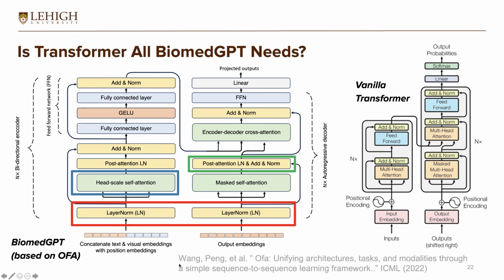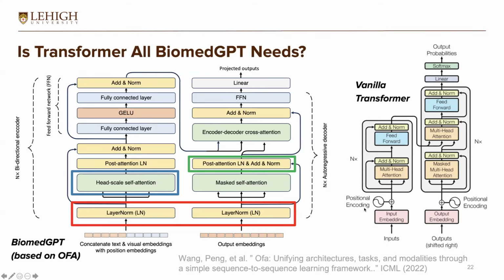The original idea is from Alibaba. One of their works was published at ICML in the beginning of 2022. It is called OFA: Unifying Architectures, Tasks, and Modalities Through a Sequence-to-Sequence Learning Framework. This work tells us that we can unify different tasks and modalities in the same model. This drove us to see that if a general model can work, why can't we use it for biomedical data? But if we just use this existing framework without changing anything?